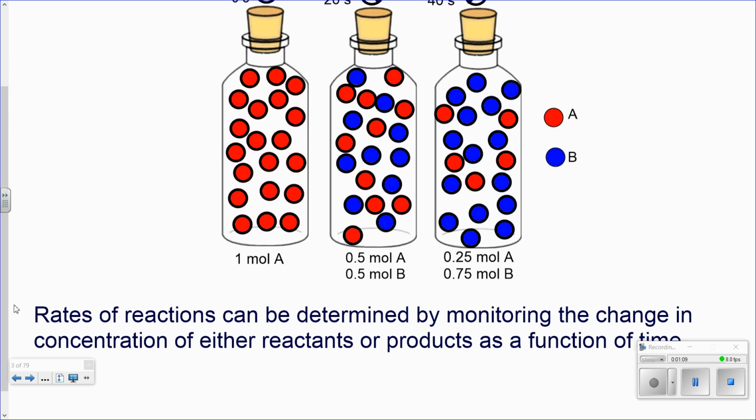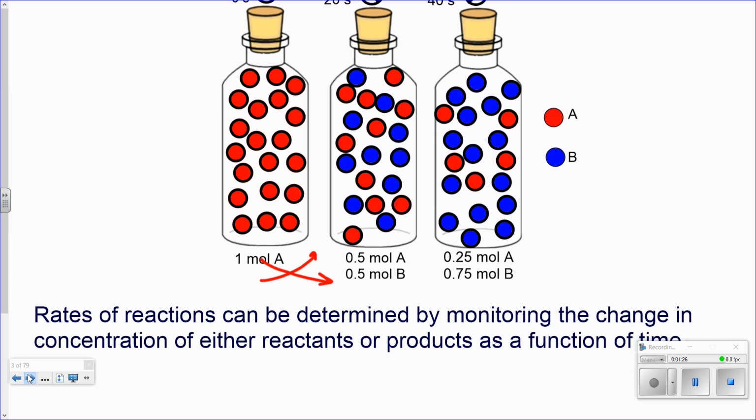So again, do we take a look at how much A is losing down to B, or how much B is produced? Loss of A or production of B. And you'll see what we decide here in a second.